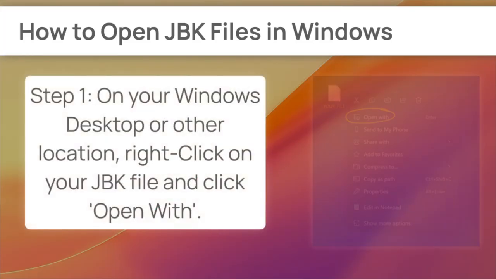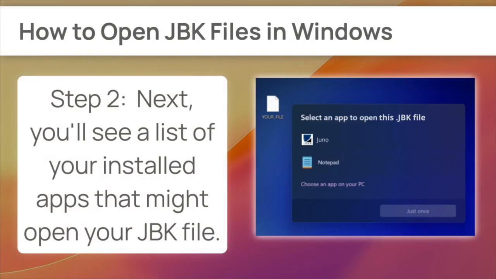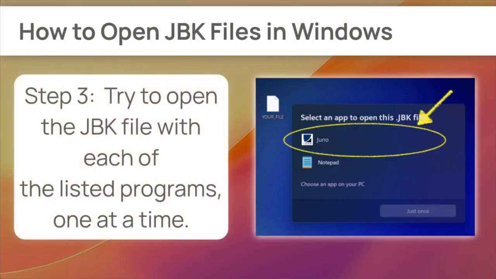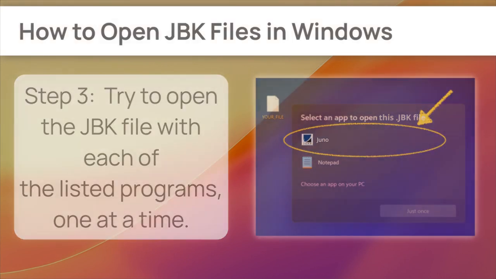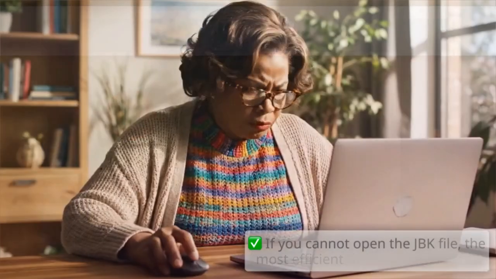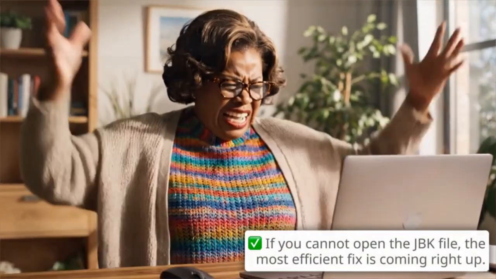Your primary action: right-click the JBK file and select Open With. If Juno is installed, use it. If not, choose another program. Continue testing until the JBK file opens successfully. If the JBK file is still giving you trouble, relax. We're facing a complicated JBK error. Let's move to the testing phase and check these critical common failure points to find the fault.